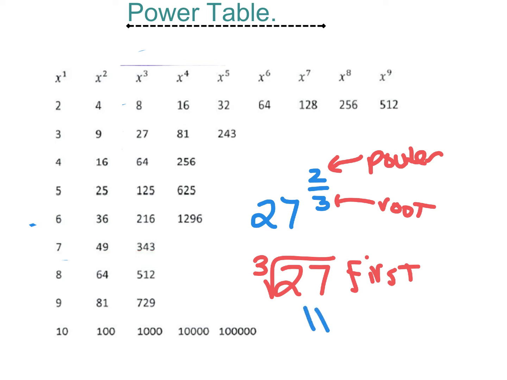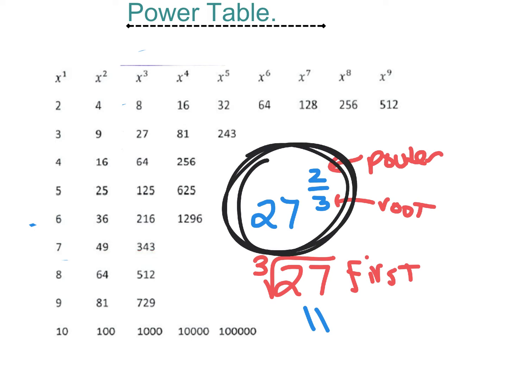Cube root of 27 is right on the chart. All right, I'm going to pause for a second. Talk to the kid next to you. See what the final answer is to 27 to the 2/3. Pausing while you try it.